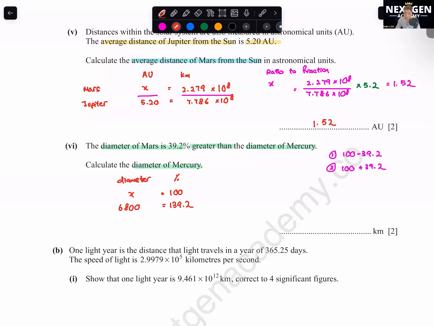Okay, so here, okay, everyone understand why we are doing this? So you change it again, use the same method as the before one. So I want to find x over here. So x will be equals to 100 over 139.2 times 6,800. Okay, so your answer here will be 4885 km. Yes, 4885.